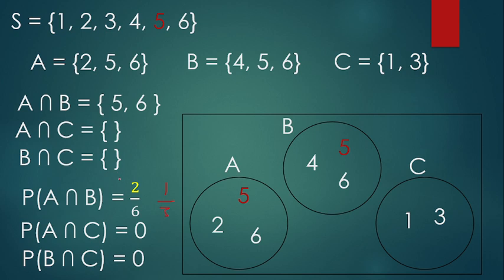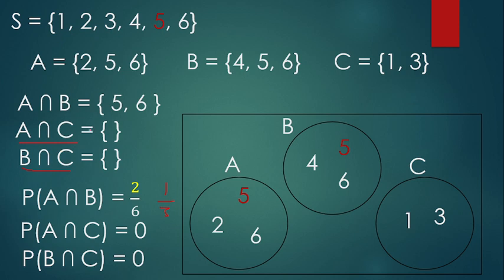And what is the percentage of 1/3? It is 33.33%. In the second given, we have the intersections A intersection C and B intersection C.